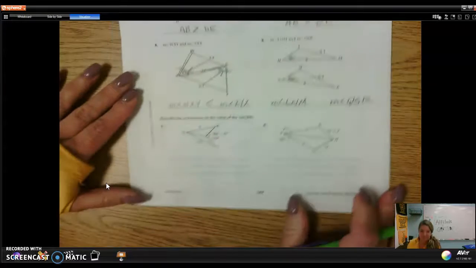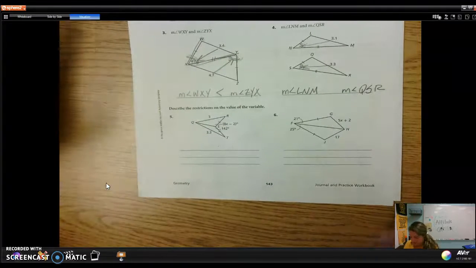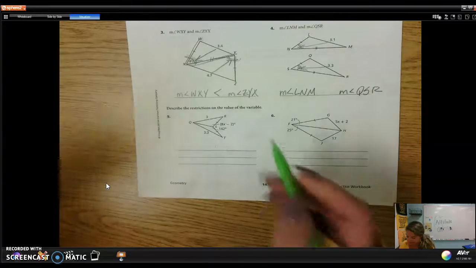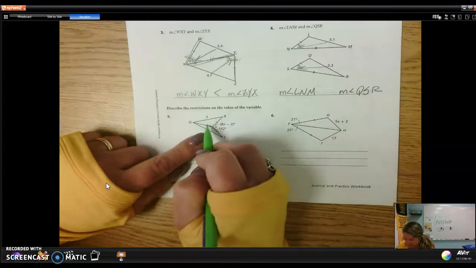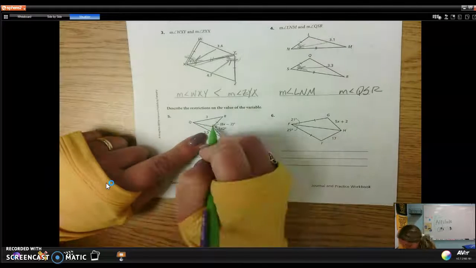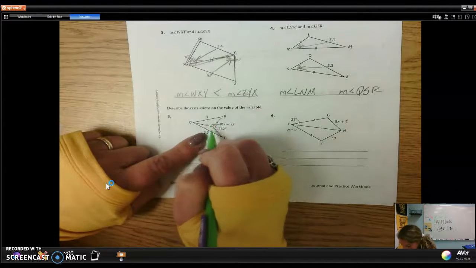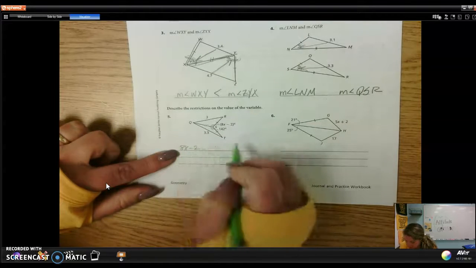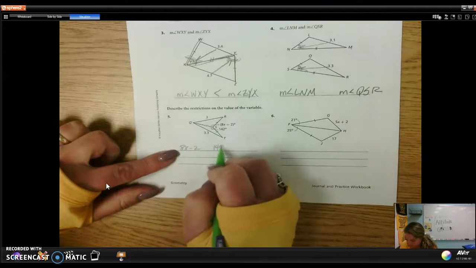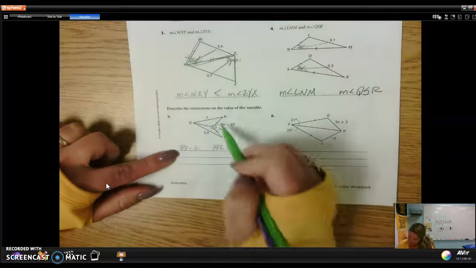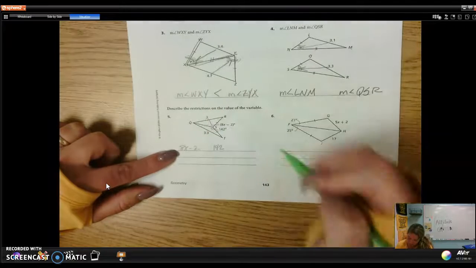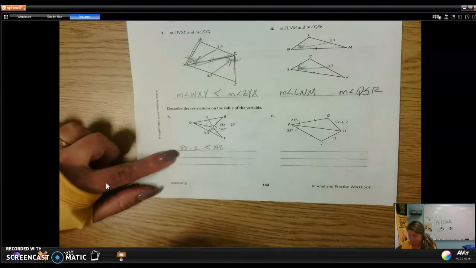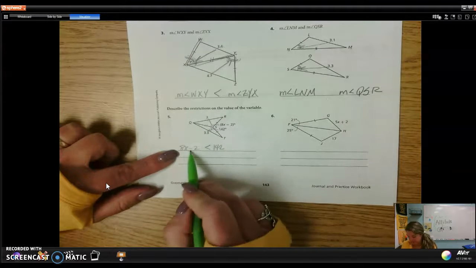All right, number 5. We have to decide what the restrictions are on x. And this is the one that's a little bit on the hairy side, but let's go through it, okay? Here is our other side by reflexive property. This 8x minus 2 is pointing to that angle and this angle. So I know that 8x minus 2, I'm going to compare to 142. 8x minus 2 is across from 3. 142 is across from 3.3, so that's bigger. So 142 is bigger than the 8x minus 2.